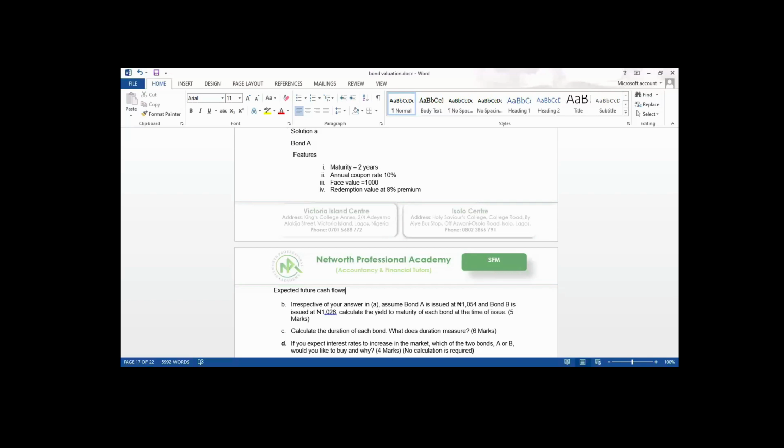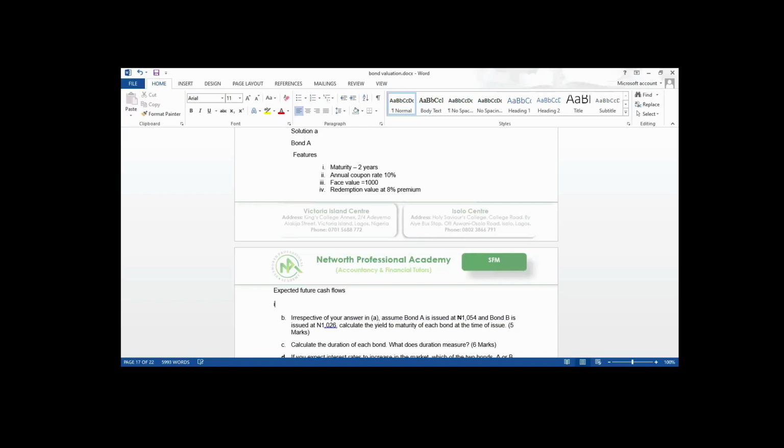That means for me to calculate the issue price, I must get the expected future cash flows. When I get the expected future cash flows, I must get the bond yield. When I get the bond yield, I will use it to discount the expected future cash flows. I will now get my present value. The expected future cash flows are 1.